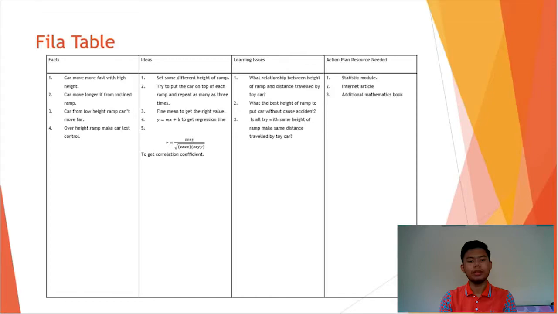First is fact. The facts that we get in the experiment are: the car moves faster with the height of the ramp. The car moves longer from an inclined ramp. A car from a low height ramp cannot move far. An over-height ramp makes the car lose control. Next, ideas.